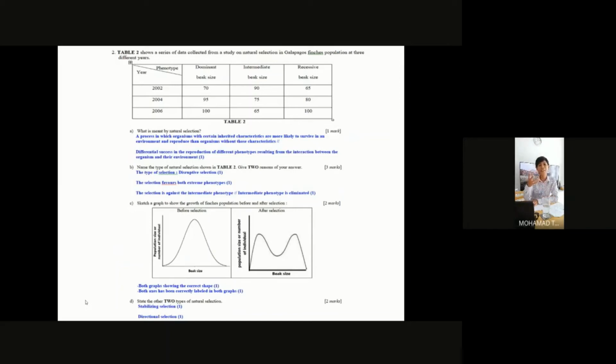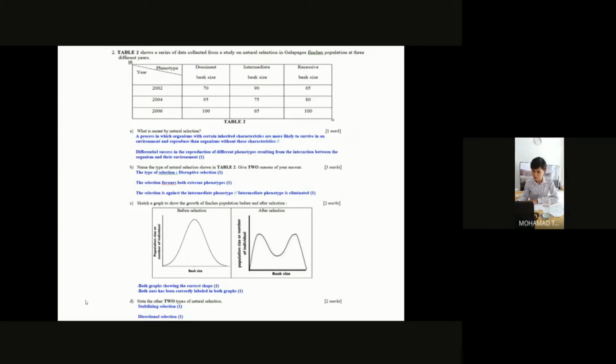When it comes to natural selection, the phrase usually used is better adapted. So that's the first answer, the first option. You can also use the second option and still get the same mark: differential success in the reproduction of different phenotypes. As I said, the dark skin ones have better reproductive success compared to the pale skin ones. Differential success in the reproduction of different phenotypes, resulting from the interaction between the organism and the environment. So you have two options. You can choose either one, but still get 1 mark. But please make sure that you understand the concept. Don't just mark the answer blindly.